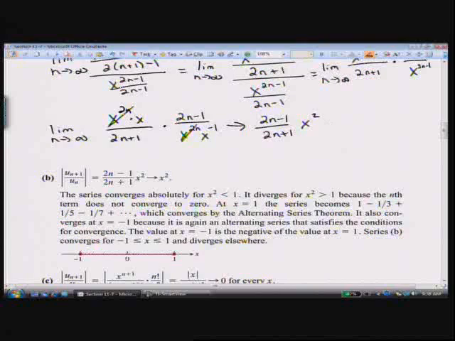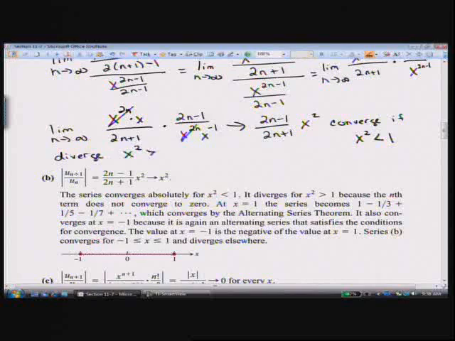Okay? So this will converge if x squared is less than 1. Because when you look at the limit as n goes to infinity, this is just going to be x squared. And so what has to be true is that it has to be less than 1. Now, it's going to diverge according to the ratio test when x squared is greater than 1.